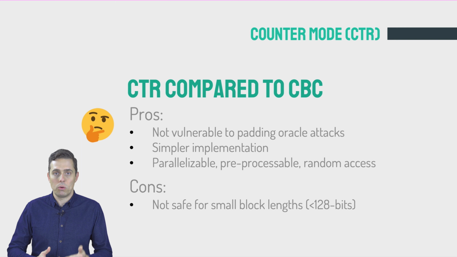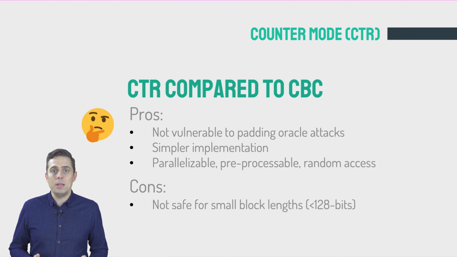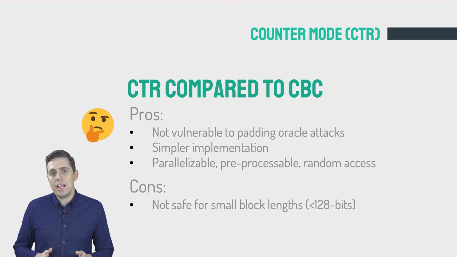Now, relative to CBC mode, counter mode has a couple of advantages. The first is that it's not vulnerable to these padding oracle attacks, which we're going to talk about in future videos. It's also simpler to implement. You only need an encryption function. And because each block is processed individually, you can parallelize the computation. Also, because the encryption doesn't actually involve the plaintext, you can compute it all ahead of time. On the other hand, counter mode is not suitable for smaller block lengths.